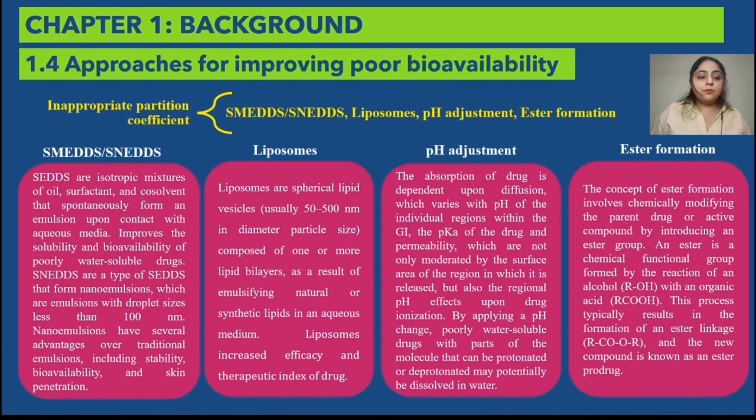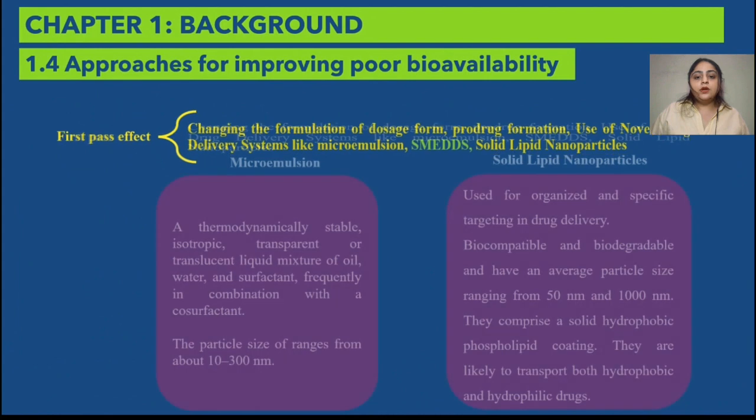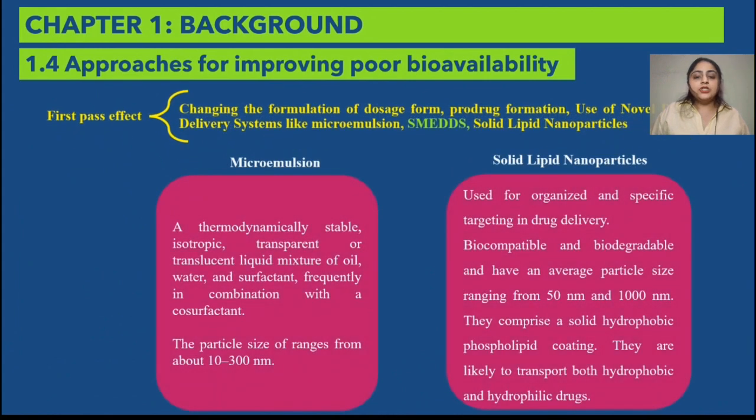Then we move on to ester formation, wherein we introduce an ester group by the reaction of an alcohol. This process typically results in the formation of ester linkages, and it is also known as an ester prodrug. Then we move on to first pass effect, wherein we can change the formulation of the dosage form and move to a new dosage form. Prodrug, as we already discussed. Novel drug delivery systems like microemulsions. We know that microemulsions consist of oil, water, and surfactant. Typically, they are transparent or translucent, and the particle size ranges from 10 to 300.